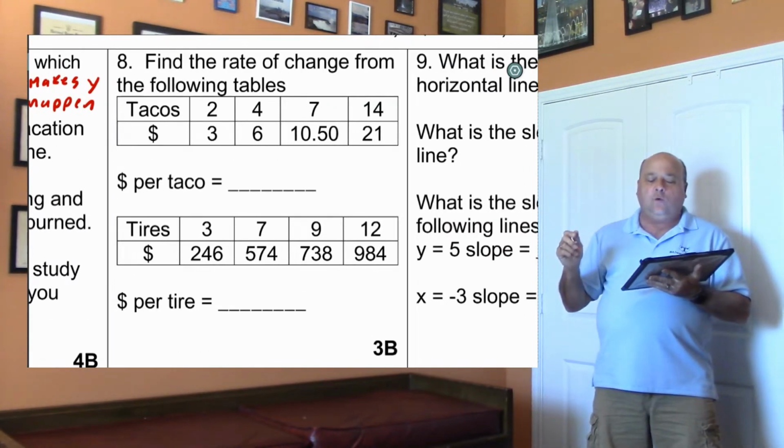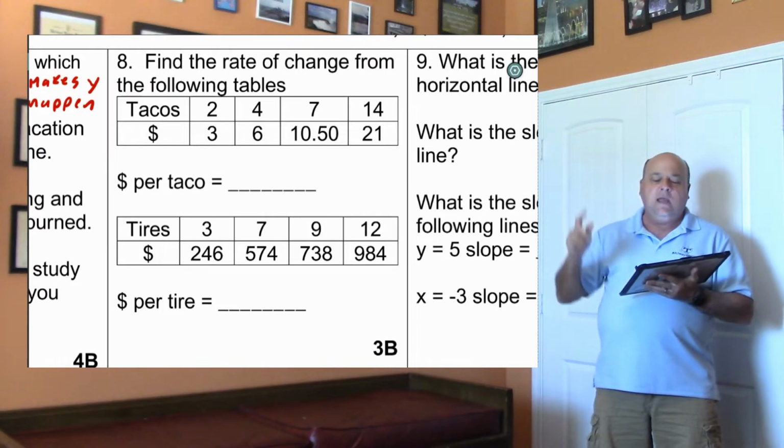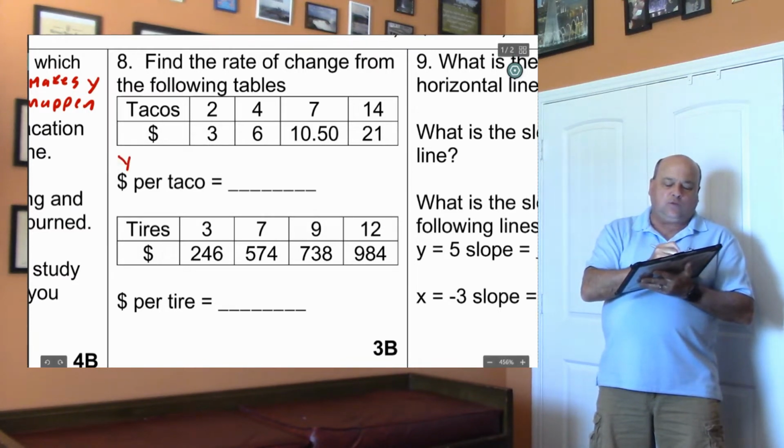I'm going to do one of these for you. I'm going to do the top one because it's easier. To get the rate of change, remember this is y per x. Jiminy crickets.